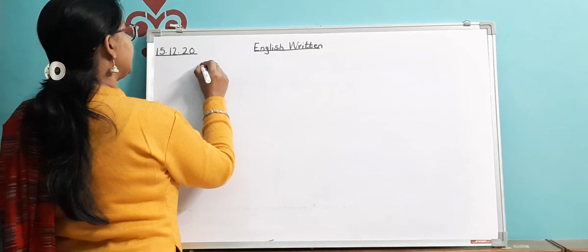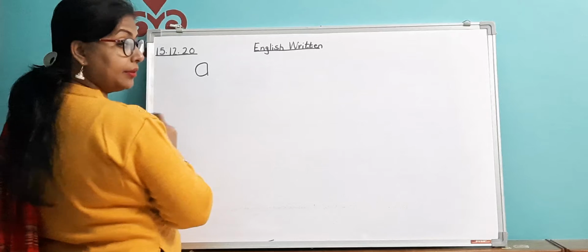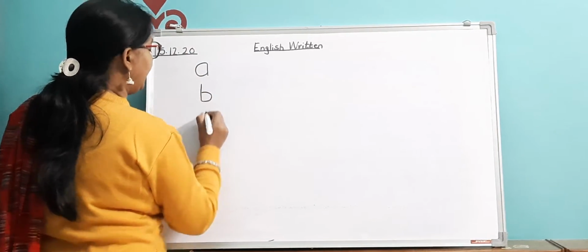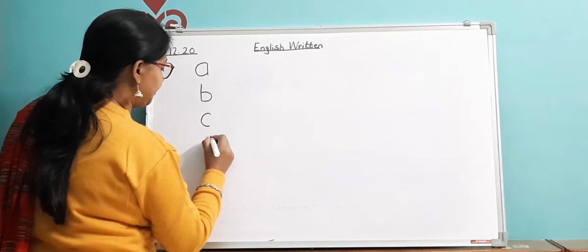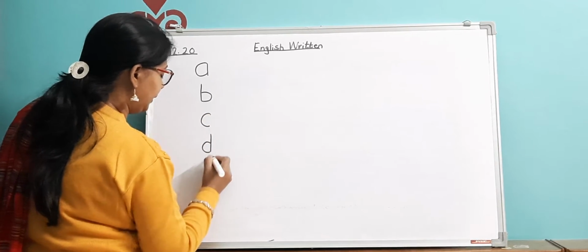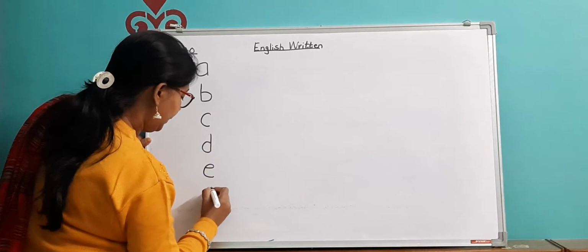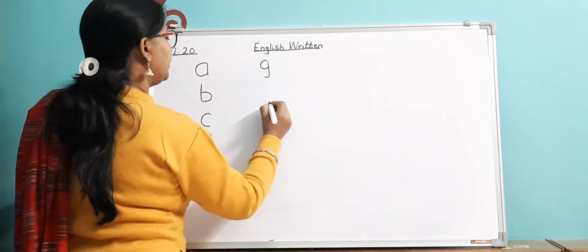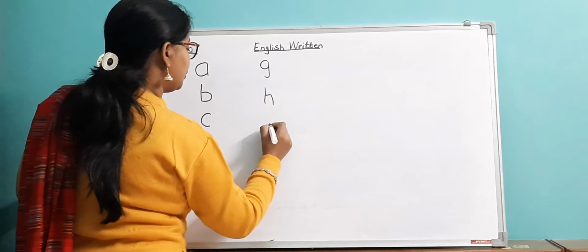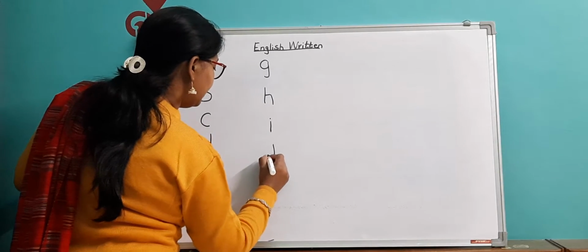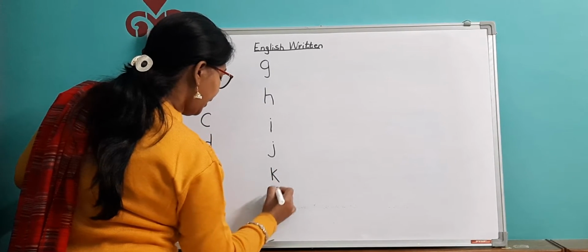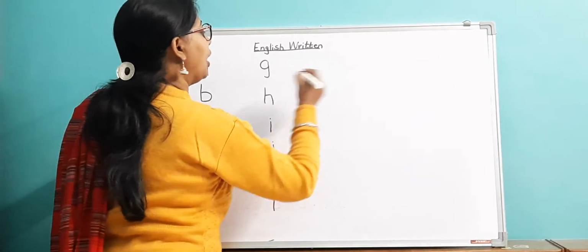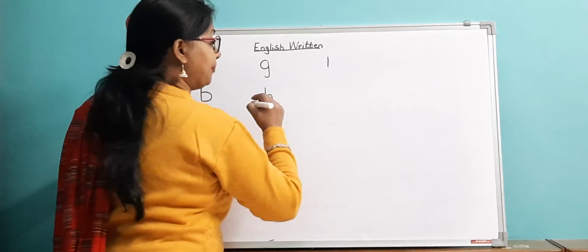So this is small a. I hope you must be recognizing it. This is small b, c, d, e, f, g, h, i, j, k, and l. Till here I have already taught you, till L. So now I'll be teaching you. After L comes M, small m.